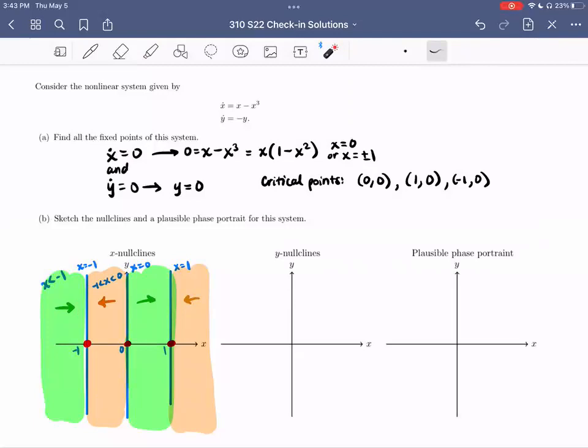Okay, now we can look at the y nullclines. These are the curves along which just y dot is equal to 0, and we don't really care about x dot at the moment. Well, the curve along which y dot is equal to 0 is just the constant function y equals 0. That puts us exactly along the x-axis. This is the curve y equals 0 for every x value.